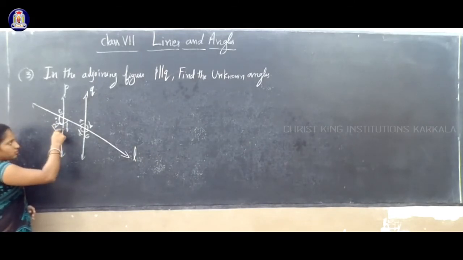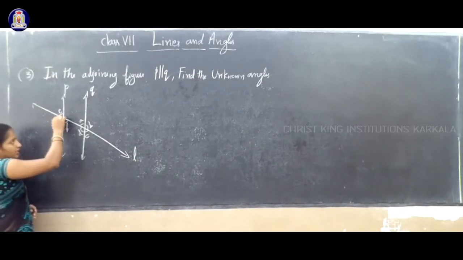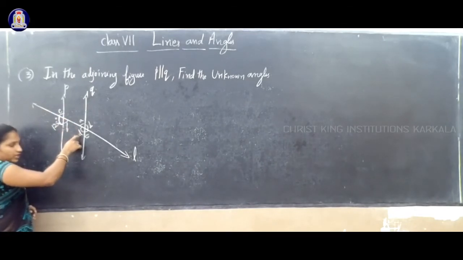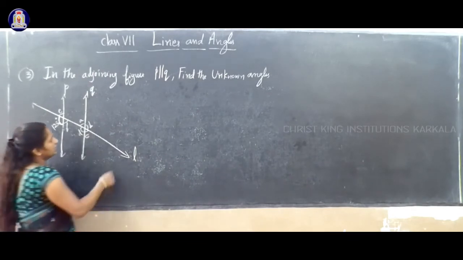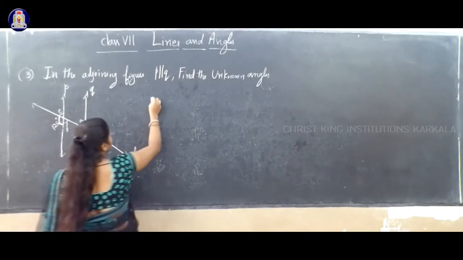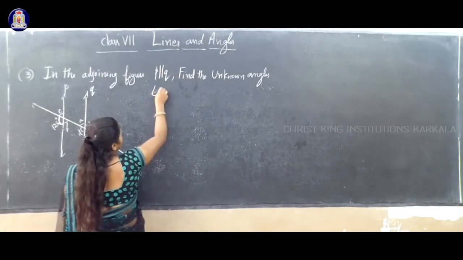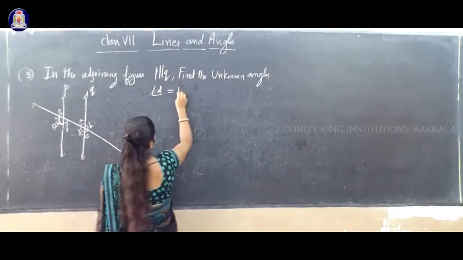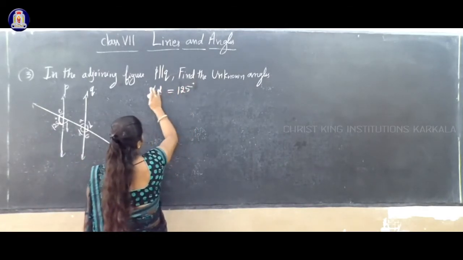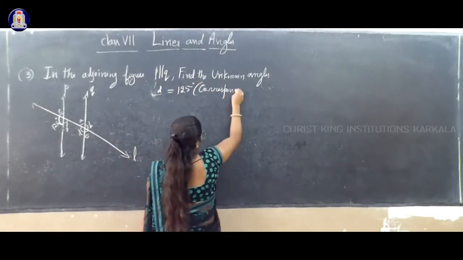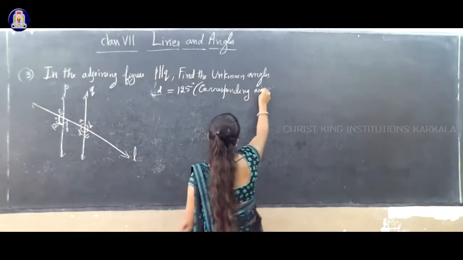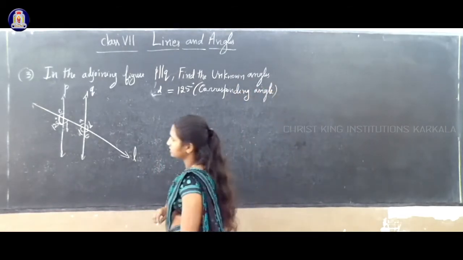Yes, we can find. So how? See, 125 degrees is equal to this angle, right? So D and this angle are equal. Why are these two angles equal? Because they are corresponding angles. So now angle D is 125 degrees. Why is this 125 degrees? Because they are corresponding angles. So write the reason why this is equal: corresponding angles are equal.